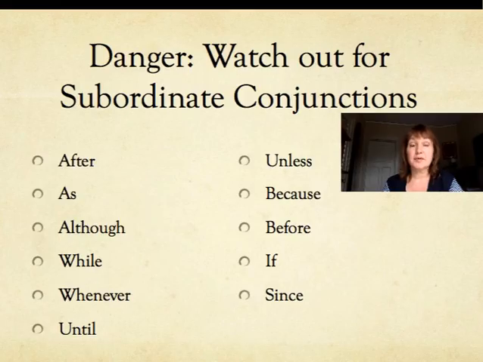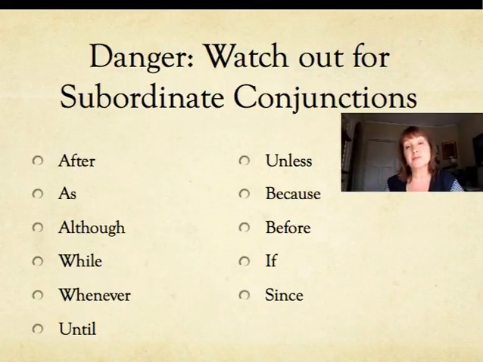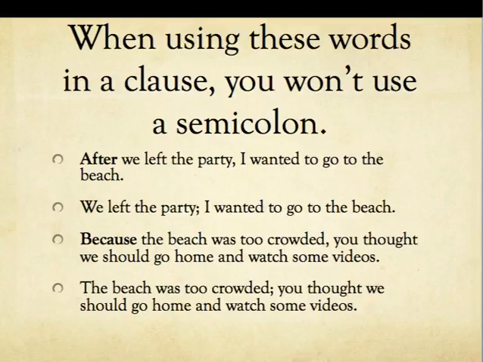Now be careful here, because you want to watch out for subordinate conjunctions. You might know these as the awubis words. These words, when used at the beginning of a clause, make the clause a dependent one, thus not a complete sentence in and of itself. If you start a sentence with one of these words, you are not going to use a semicolon before you get to that independent clause.